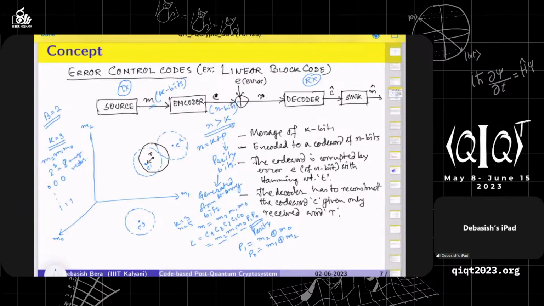So each one with this combination will generate some parity bits, and that will be appended with the actual message bits this way, and will make this code word, right? M2, M1, M0, and then the generated parity bits P1, P0. And this combination of the message bits to form the parity bits can also be expressed in terms of a matrix operation.